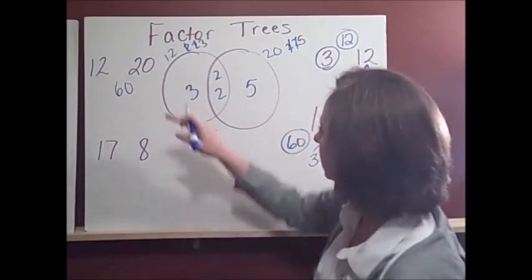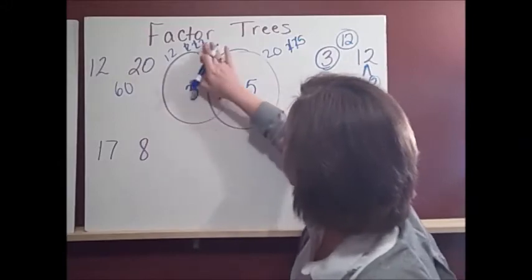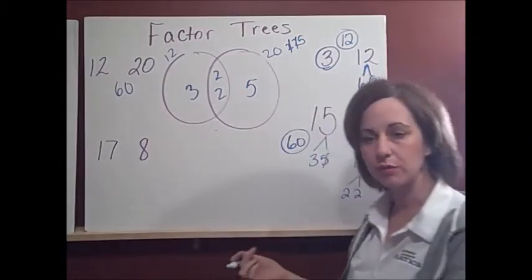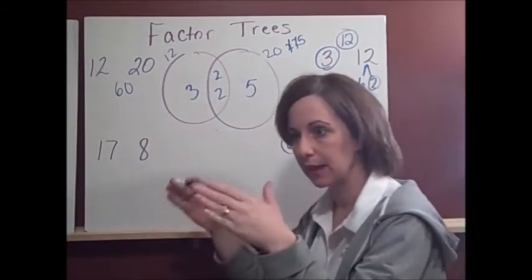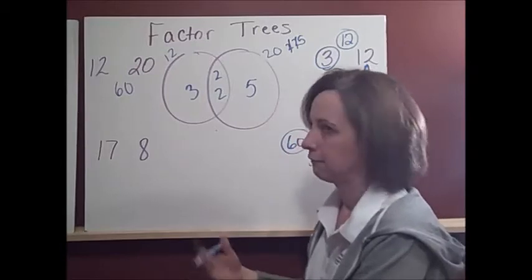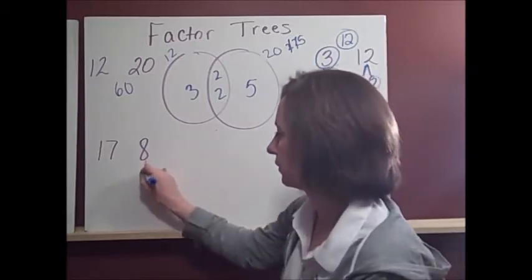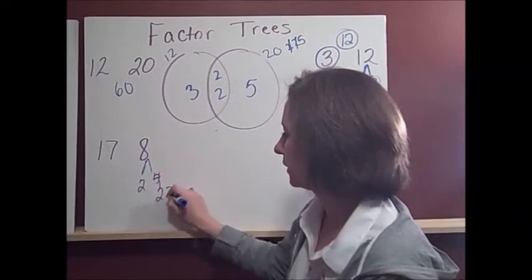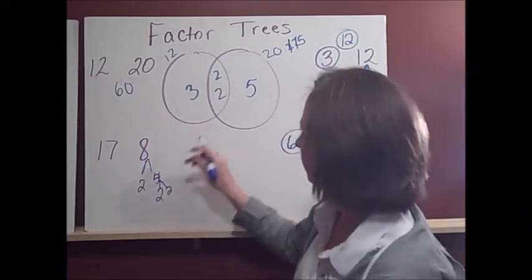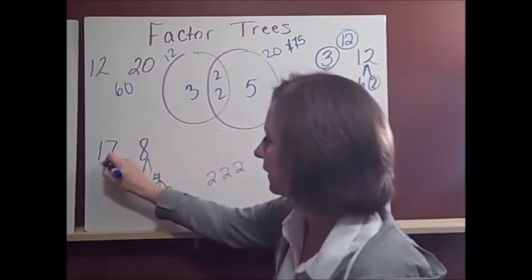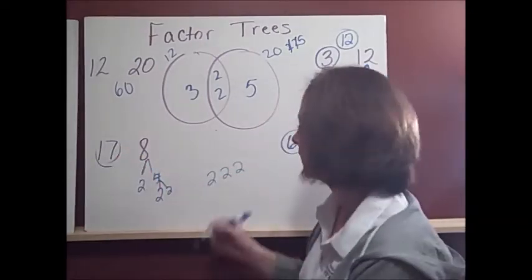All right, 17 and 8. Now, 17 and 8, I would definitely choose to use these Venn diagrams instead of the M's, because counting by 17s isn't something that comes fairly easy to students. This is a 2 and a 4, which ends up with a 2 and a 2. So for 8, I've got a 2 and a 2 and a 2. And then for 17, it's prime.